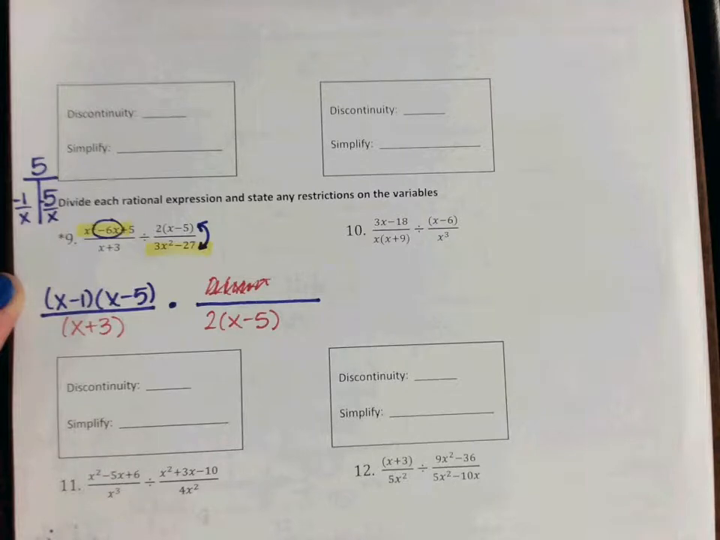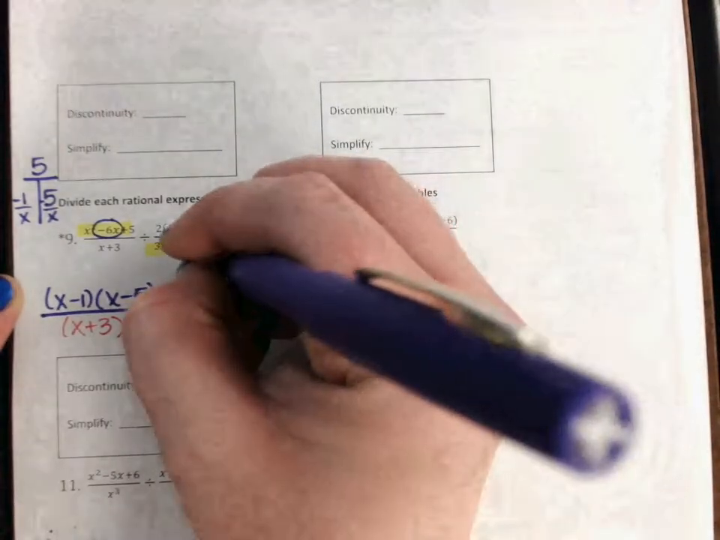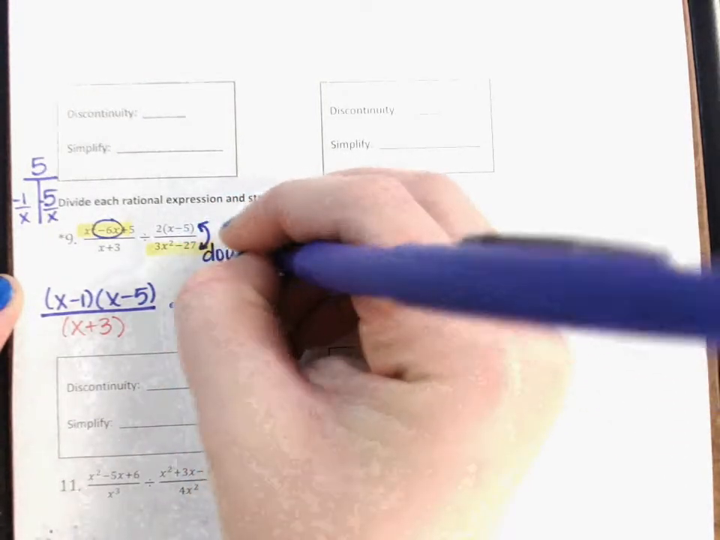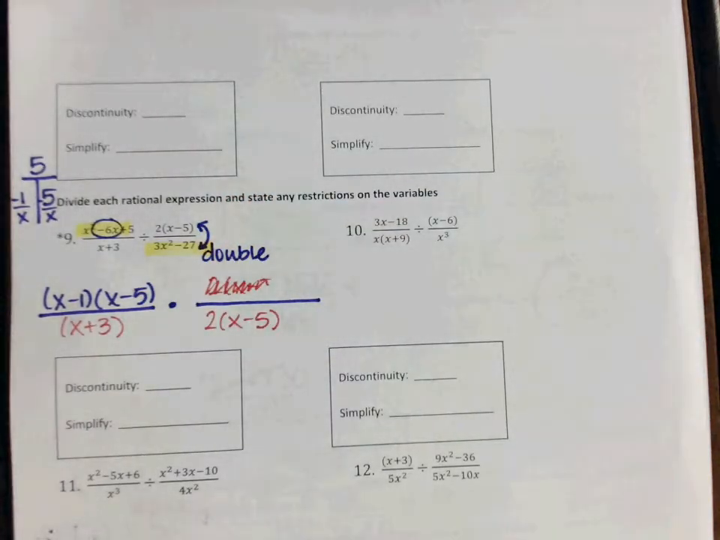Okay, your 3x squared minus 27 is also a double. I want you to give it a shot and see if you can do it this time, because we've done all the other doubles up here. So give it a shot. You're going to divide first, and then you're going to perfect square whatever's left over.